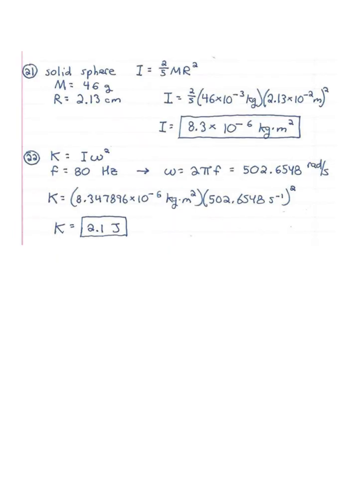Numbers 21 and 22 go together. 21 says a 46-gram golf ball has radius 2.13 centimeters. Assuming uniform density, what is the ball's rotational inertia?